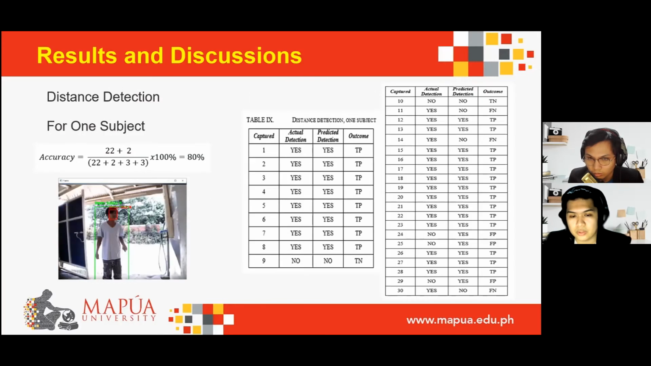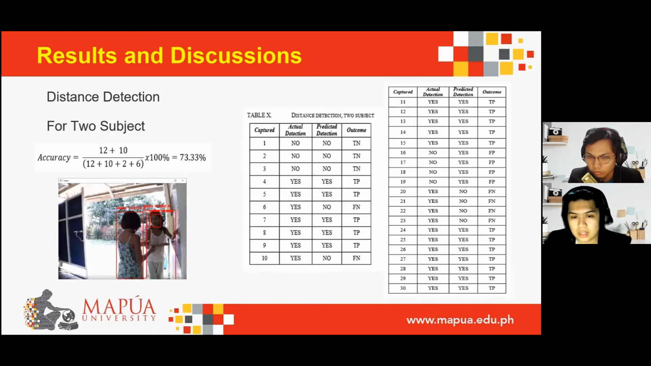So, moving forward to the distance detection, it has the same implementation as the face mask detection, just like I said earlier, that both of them will have different tables with varying subjects to be detected. In this Table 9, the distance detection with one subject has the highest accuracy with a value of 80%.